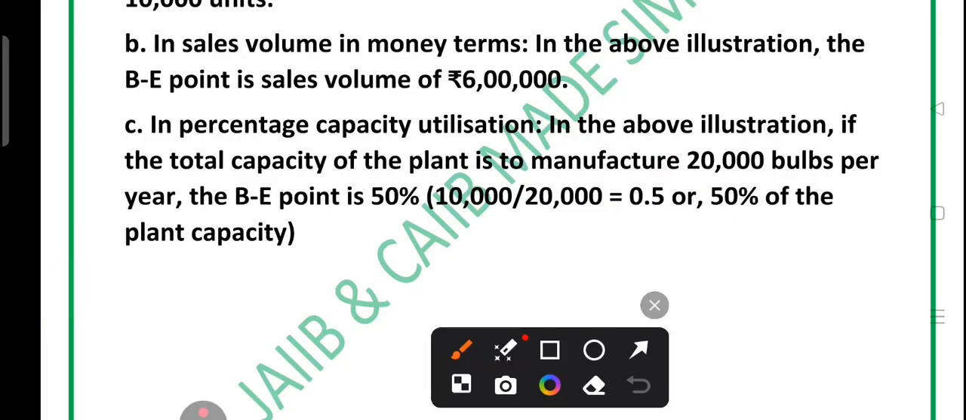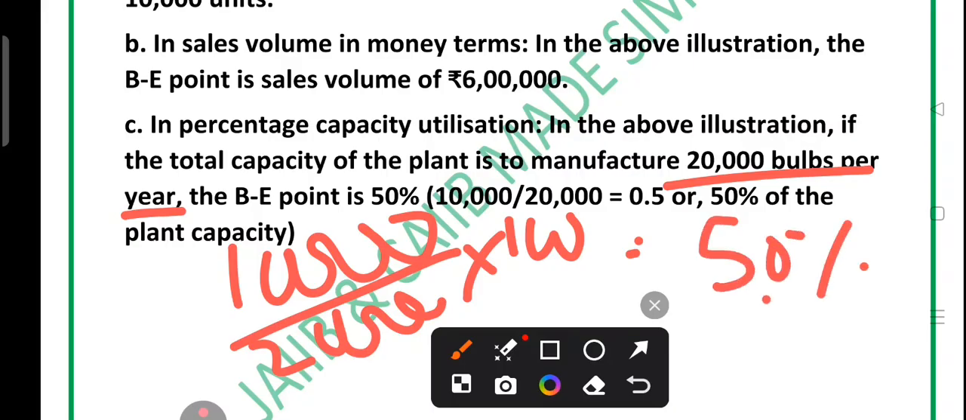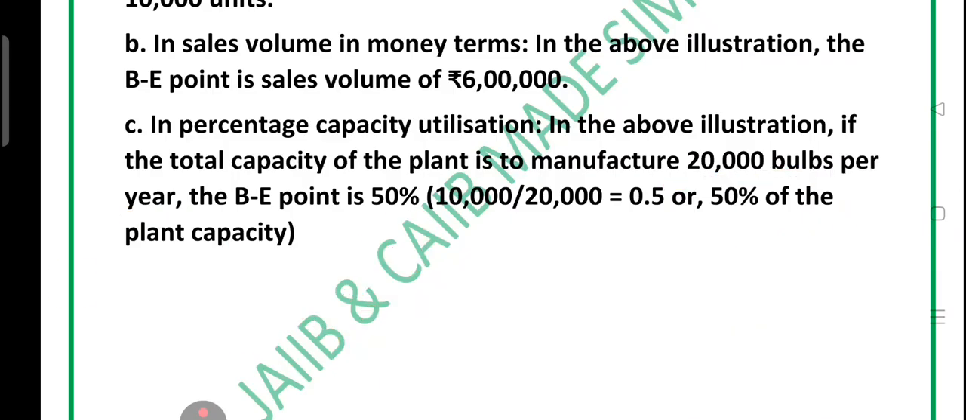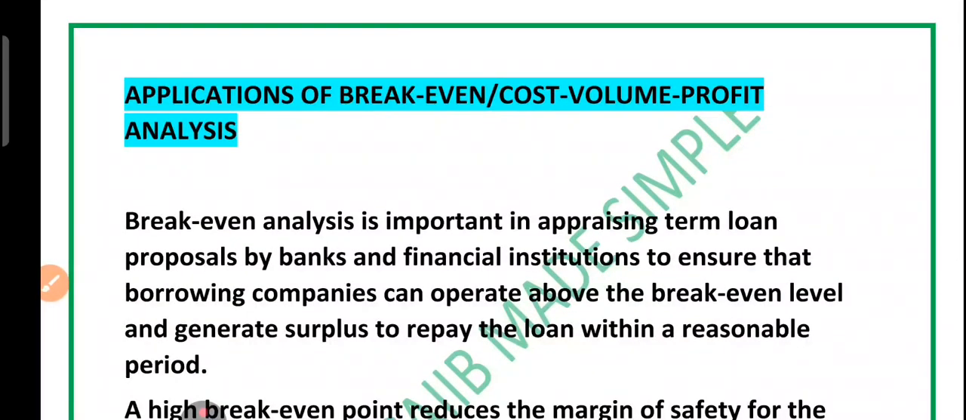Very simple. If the plant capacity is, suppose, 20,000 bulbs per year, the break even point is 10,000 divided by 20,000 multiplied by 100. That would give us 50%. So units 10,000, sales value 6 lakh, capacity 50%. Whenever they ask about capacity, they will provide the data on how much the plant can manufacture per year. I hope it is clear. So that is break even analysis in action. It can be shown in units, in money terms, or as capacity utilization.